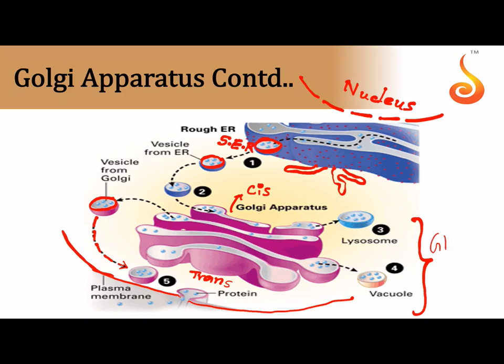And I told you it is the site of glycosylation, where carbohydrates are added to protein to form glycoproteins, and carbohydrates are added to lipids to form glycolipids. And we also saw that this Golgi complex is also found in the acrosome of the sperm. If you remember, the acrosome is a vesicle sitting on a cap-like structure sitting on the nucleus of the sperm.